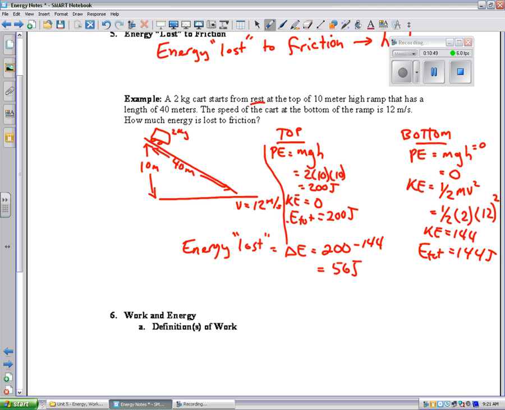And we're going to learn a little bit more about the energy lost or change in energy in the next video. But remember, it doesn't actually disappear. Energy cannot be created or destroyed, but it turns into heat.